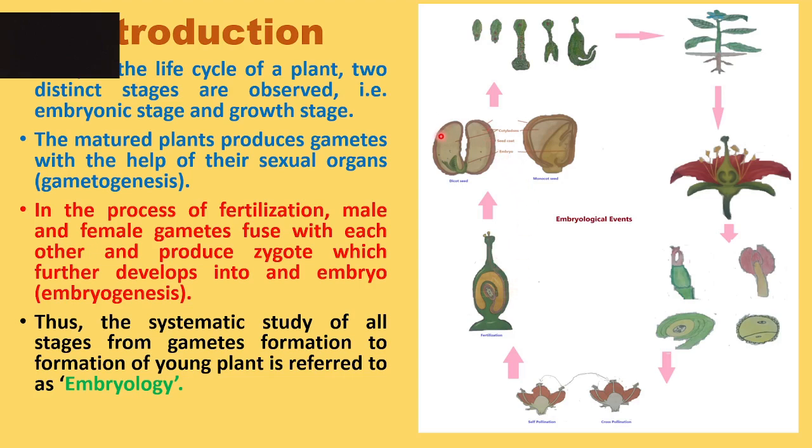There are two types of seeds we know, monocot seeds and dicot seeds. Both types of seeds are produced by the same process. Again, these seeds contain endosperm and embryo. Here you can see in the embryonic stages, the embryo develops into the mature plant. So this particular life cycle goes on in the life of the plant.